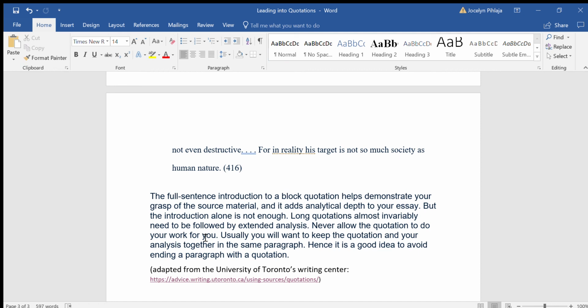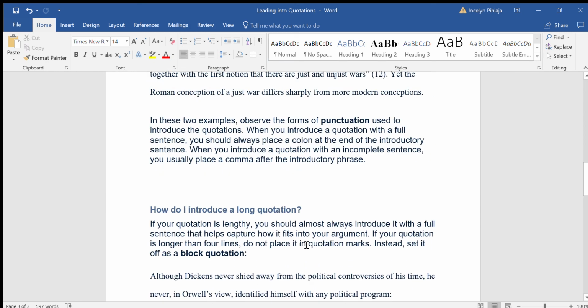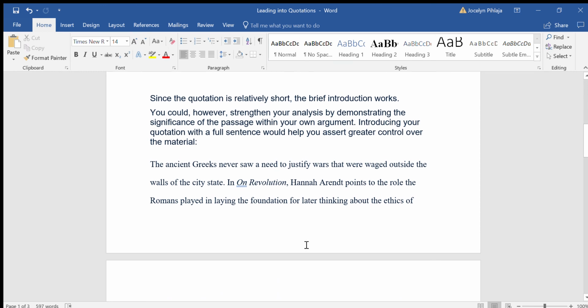So usually you will want to keep the quotation and your analysis together in the same paragraph. Hence, it is a good idea to avoid ending a paragraph with a quotation. So I really want to stress to you what's very important is that you always embed quotations into your own sentences. Don't just drop a quote in there in between your sentences. You've got to work the quote into something that you've written. So you've got to give it a setup, and then you've always got to follow up quotes. So never end a paragraph with a direct quotation.